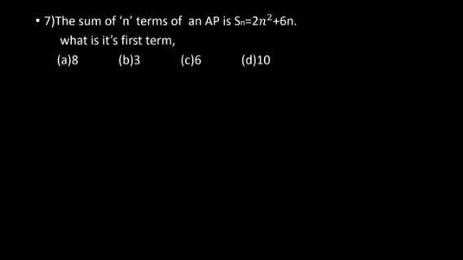Seventh one, the sum of n terms of an AP is Sn is equal to 2n square plus 6n. What is its first term? Options are 8, 3, 6, 10. First we will write down the equation they gave, that is Sn is equal to 2n square plus 6n. They said the first term we need to find out, that means S1 we need to find out. The second term means it's not S2 you need to find out, because the first term is a.